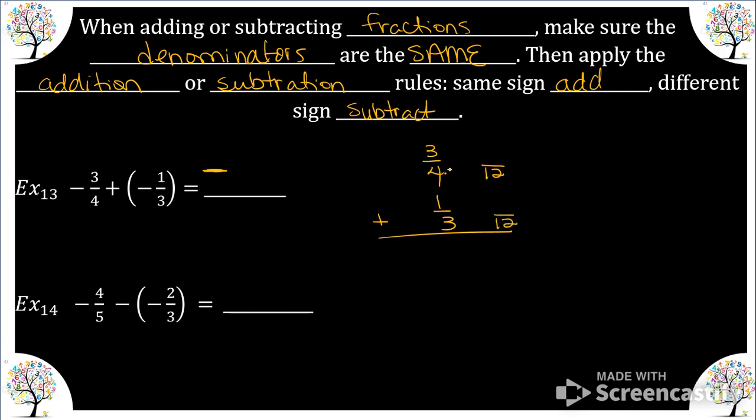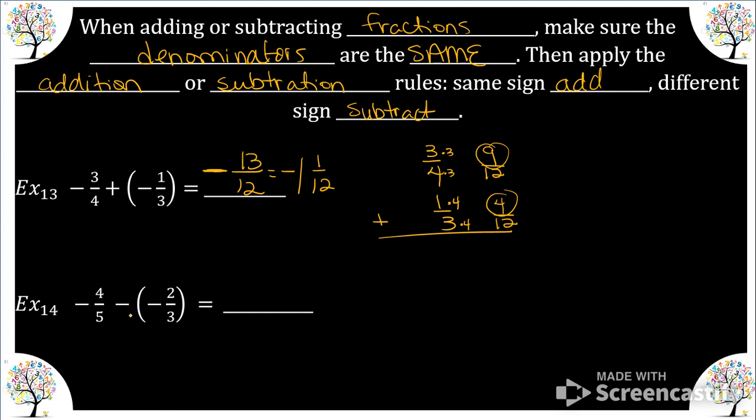So we said 4 times 3 is 12, so we have to multiply the numerator times that same number and get 9. So 3/4 is equivalent to 9/12. 3 times 4 gave us this 12, so we had to multiply this numerator by 4, and we have 4/12. So now we have 9 plus 4 is 13 over the denominator of 12, and it is negative. We can leave it improper, or we can change it to -1 and 1/12.